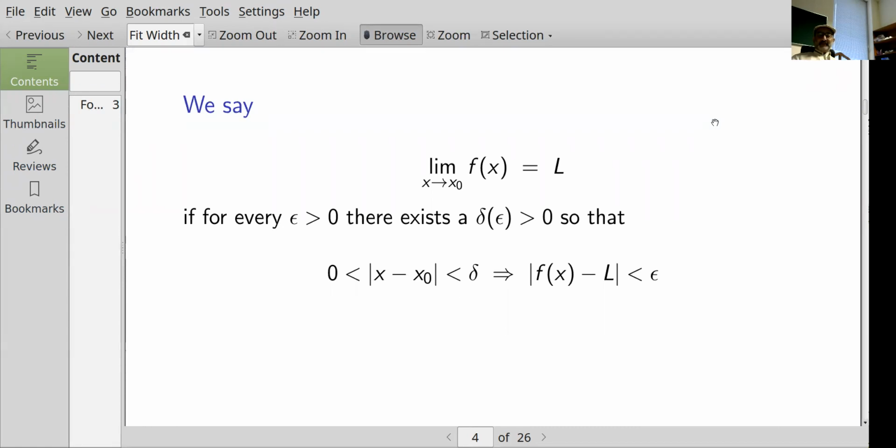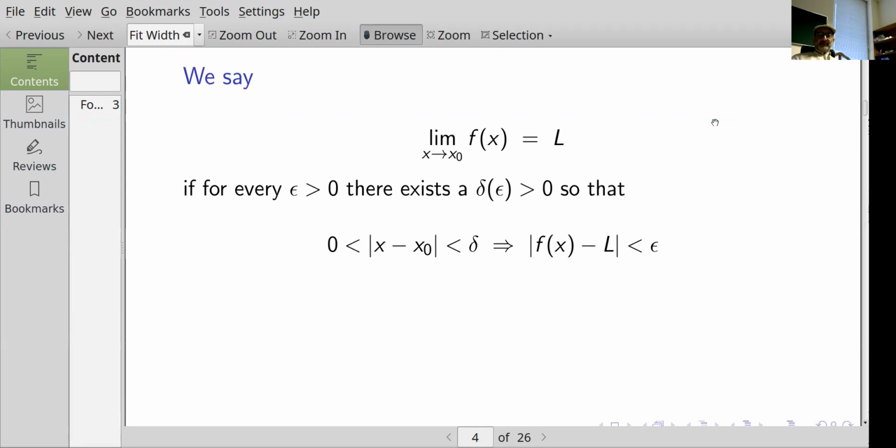The limit as x goes to x naught of f of x equals L if for every epsilon greater than 0, there exists a delta, dependent upon epsilon, greater than 0, such that x within delta of x naught implies that f of x is within epsilon of L.